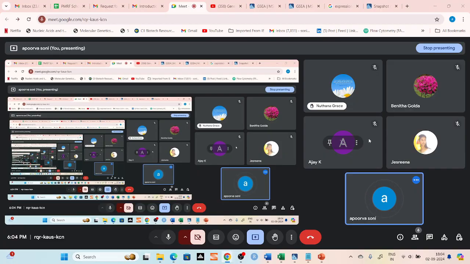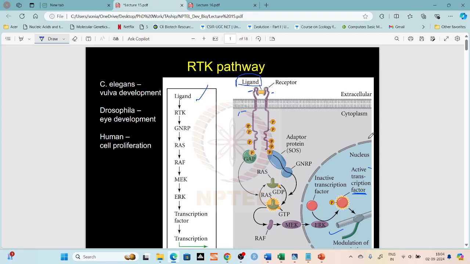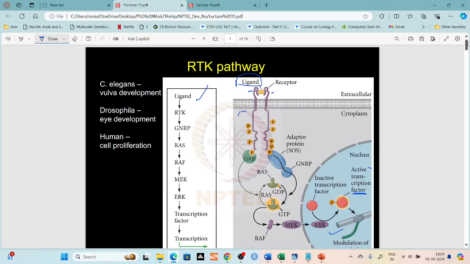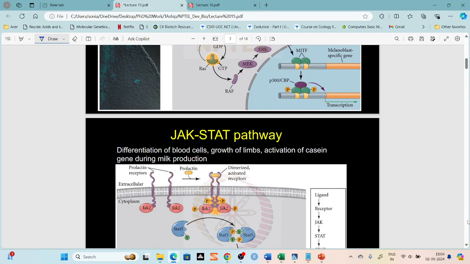Okay, fine. So this is what I was telling you, that this is the RTK pathway. This we have already discussed last time. Always remember that whenever we talk about this RTK pathway, RAS and RAF are the downstream molecules, and a further downstream molecule is ERK. I'm telling you this because there might be questions related to it.